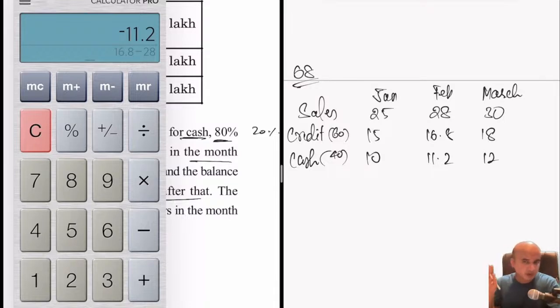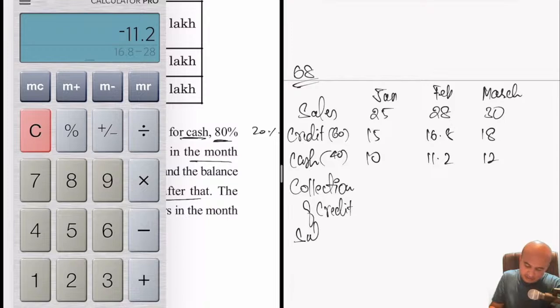Now cash sales we don't have to worry because we would have collected in that month itself. But credit sales is a cause of concern because we do not know when exactly. I mean, we know, but we have not yet calculated it. We'll calculate now. So in this case, collection of credit sales.